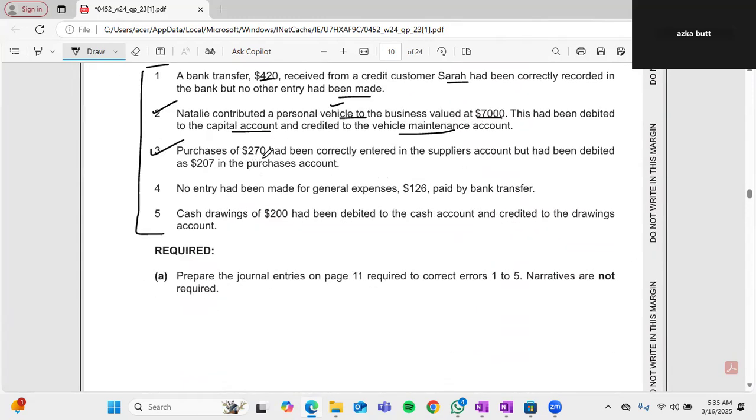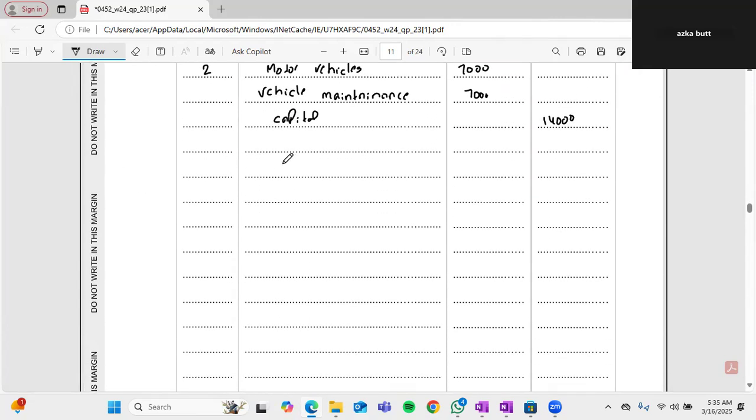Now let's see the third one. Purchases of $270 had been correctly entered in the supplier's account, but had been debited as 207 in the purchase account. If you find the difference between 270 and 207, it is 63. So we have to debit the purchase account with 63, and where there is nothing on the credit side, we will write suspense.